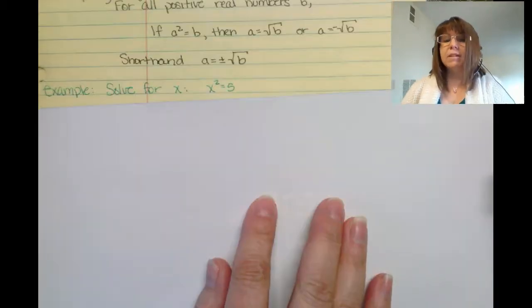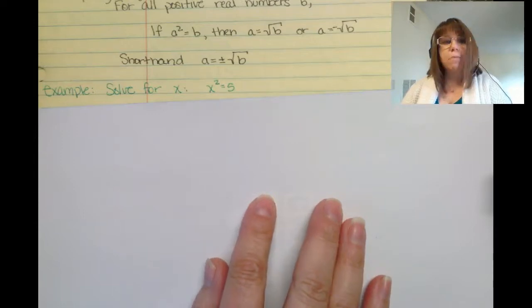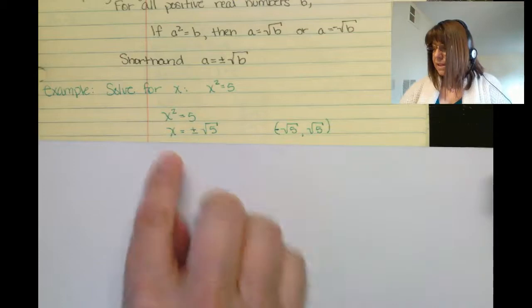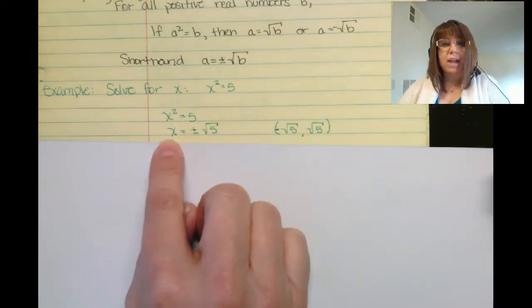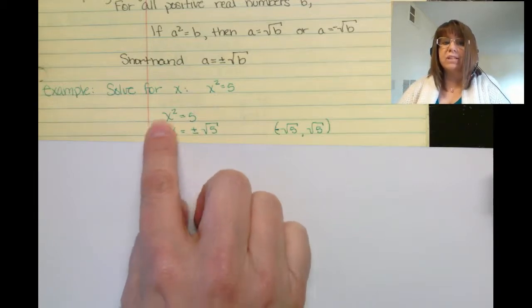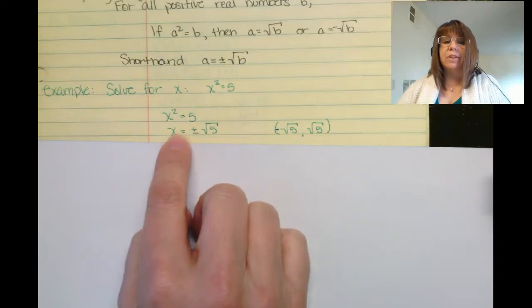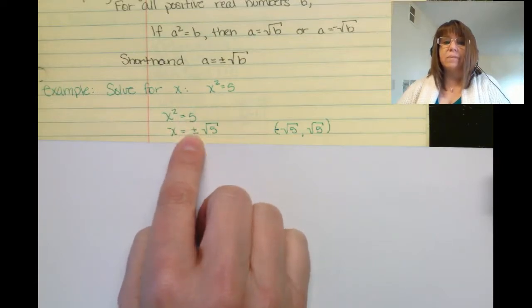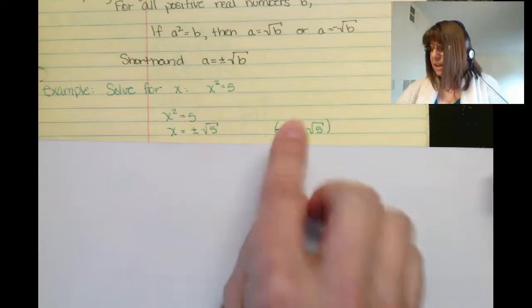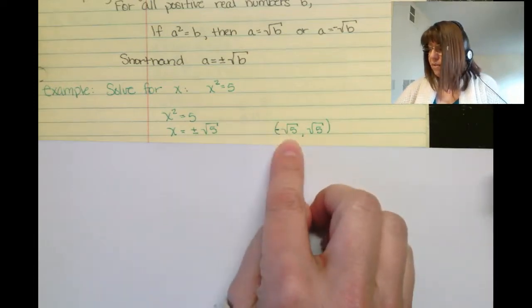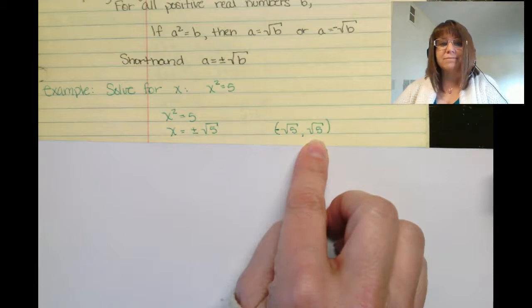It's both the positive and the negative root. For example, let's solve for x. x squared equals 5. Using our property, I take the square root of both sides. It is a mathematical operation we're using. The square root of x squared is x. The square root of 5 will be plus or minus the square root of 5. So my solution set is going to be negative square root of 5 and positive square root of 5.